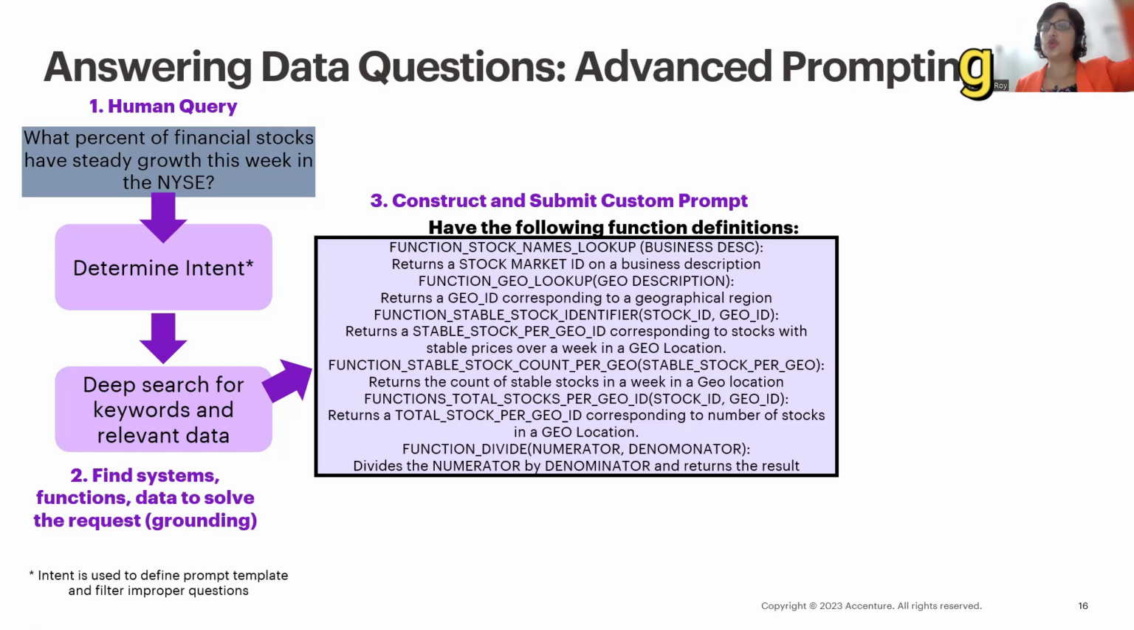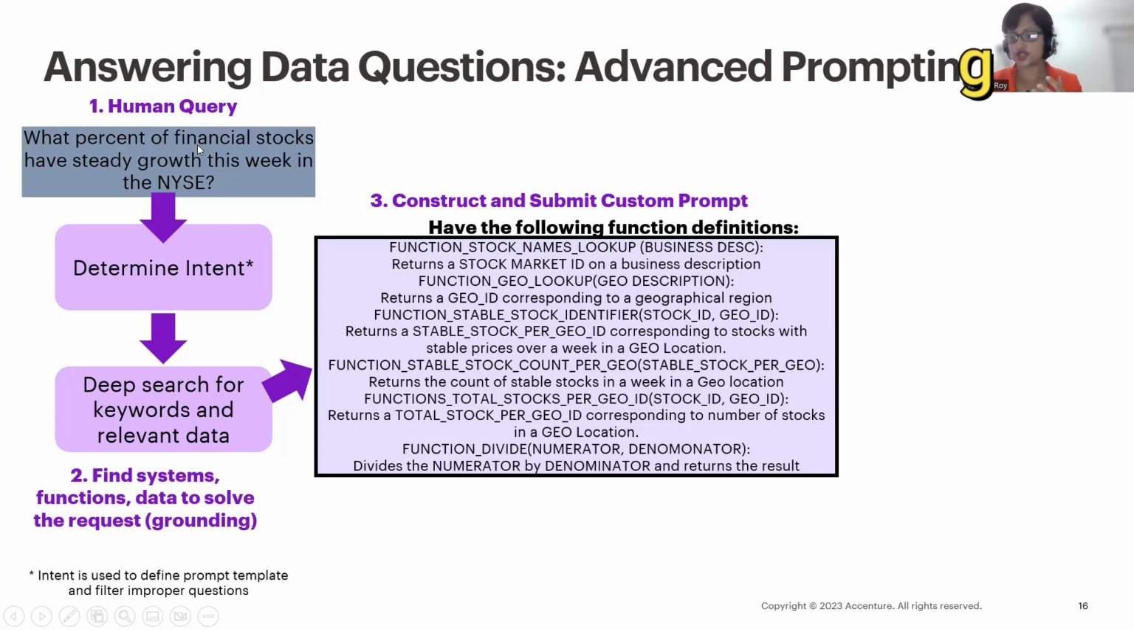So ideally, you will have to iterate through all of the financial stocks and see what is the average, the mean, and the standard deviation. And if the standard deviation is relatively low, then you can say, okay, this is a stable stock. And then there is a stable stock per geo ID. So in this case, it's not just all of the stable stocks, but the stable stocks for financial stocks in New York Stock Exchange.